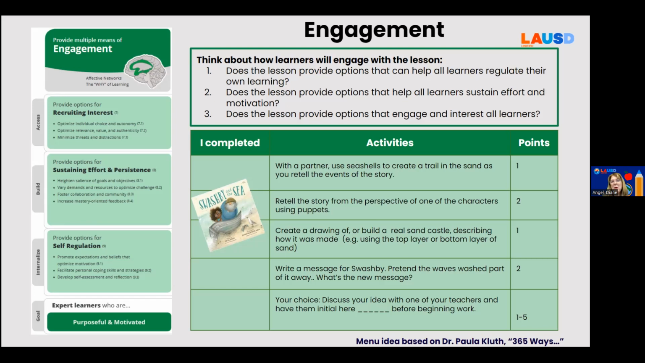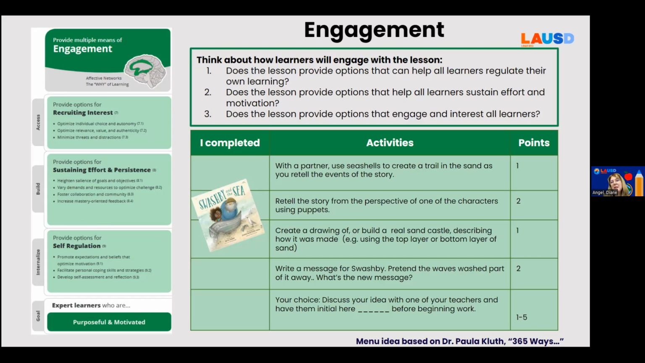Write a message for Swashby. Pretend the waves washed part of it away, and what's the new message? Your choice. Discuss your idea with one of your teachers and have them initial before beginning work.